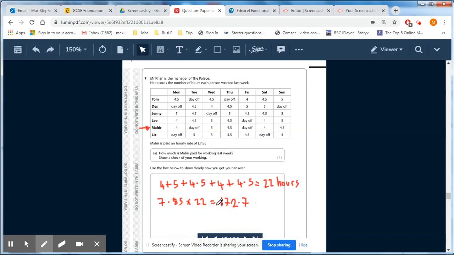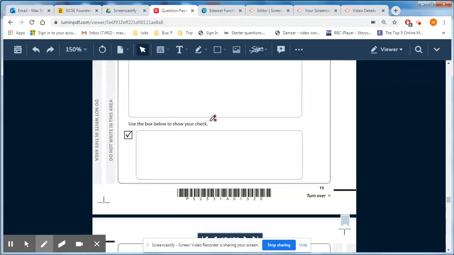We need to remember, because we're working with money, we've got a pound sign, and we're going to need to add a 0 at the end, so it looks like what a price would look like in a shop. So you need to show a check for this. We're always going to do this to give us a mark.